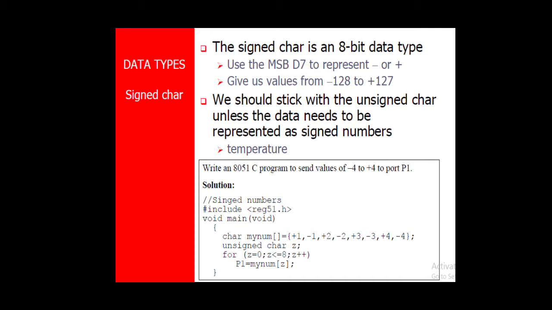It means for signed data type we need not precede the declaration with the signed keyword. By default it will be taken as signed. Therefore just char, if we write, it will be taken as a signed char data type. Char myNum is an array, and in that array all the elements are stored. Next we have an unsigned variable z, and in the loop we are sending all the 8 values to port 1.